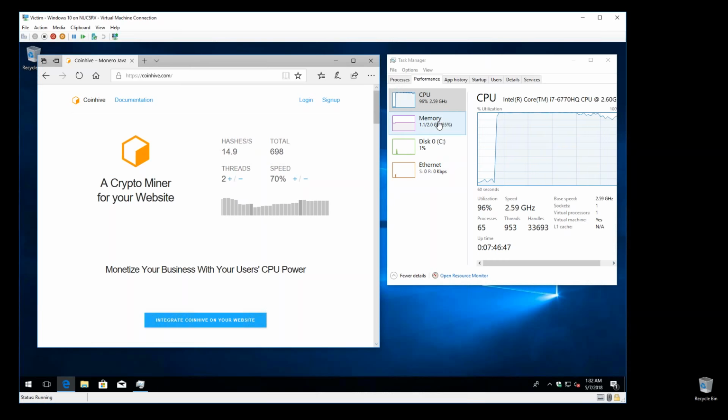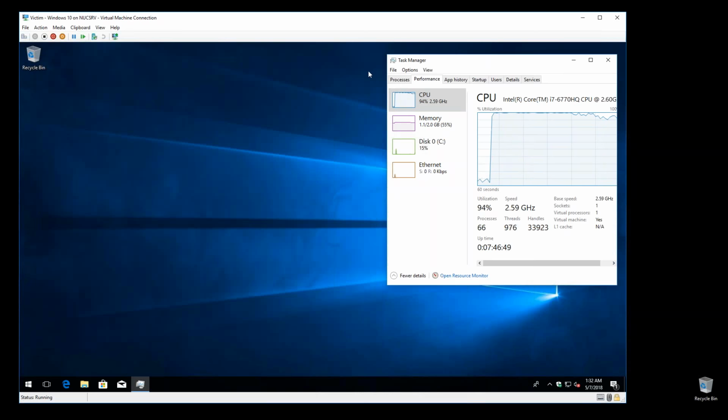So pretty straightforward. If I close this browser, you can see that the load on the CPU is dropping back to 3%, and I'm not infected anymore. So it's not really an infection, it's basically just visiting a website, and if it has a JavaScript miner installed, it will take away all the resources that you have.